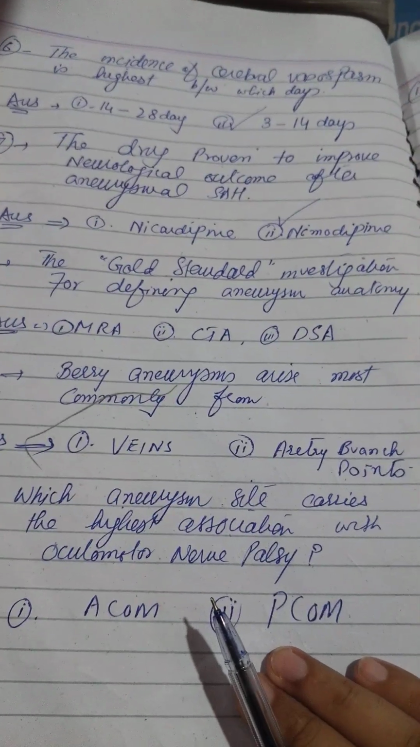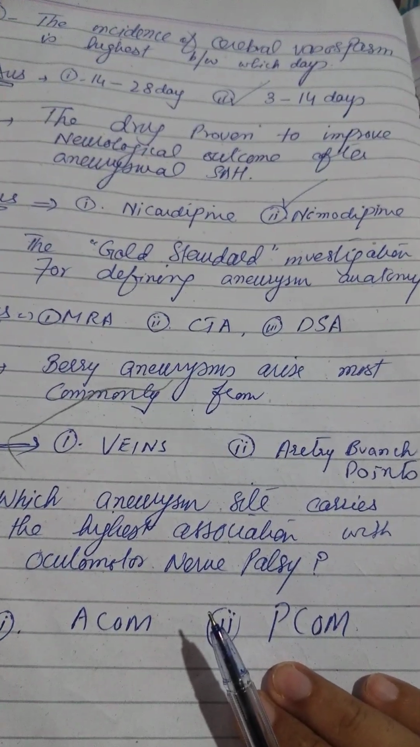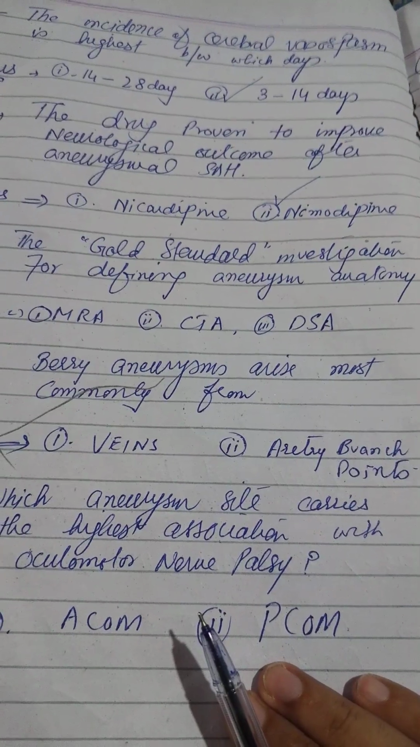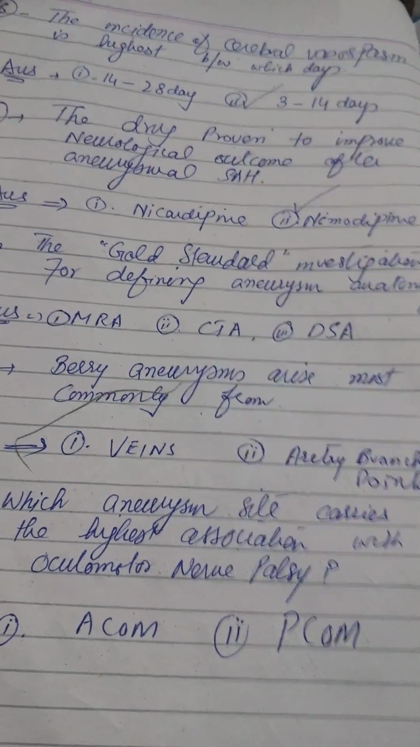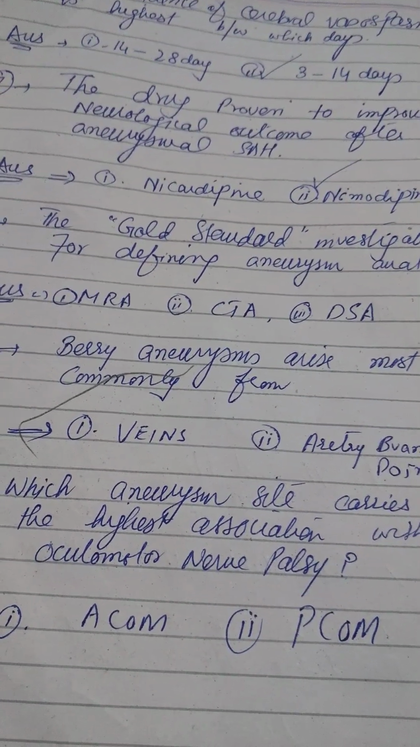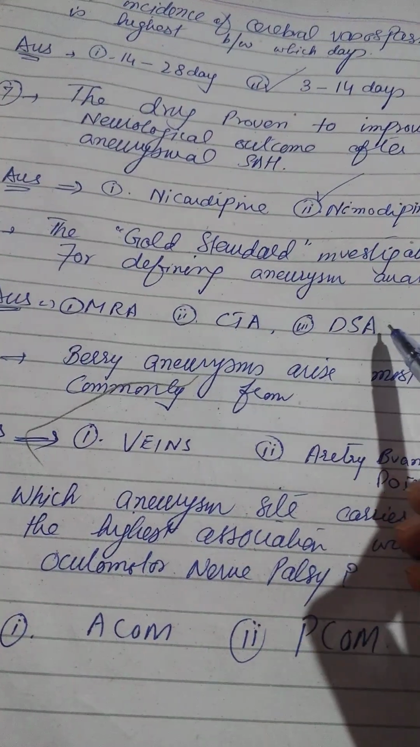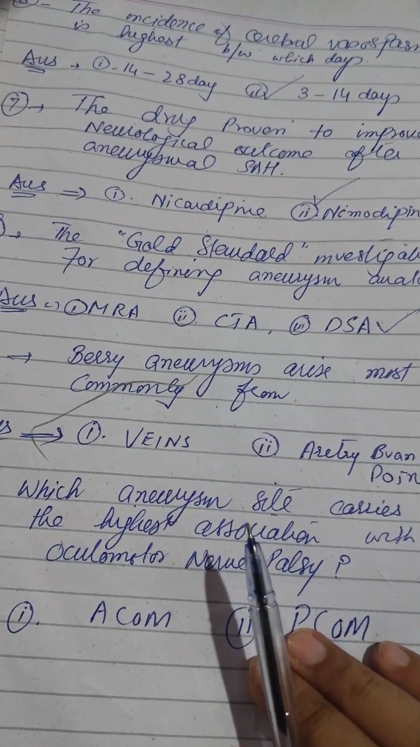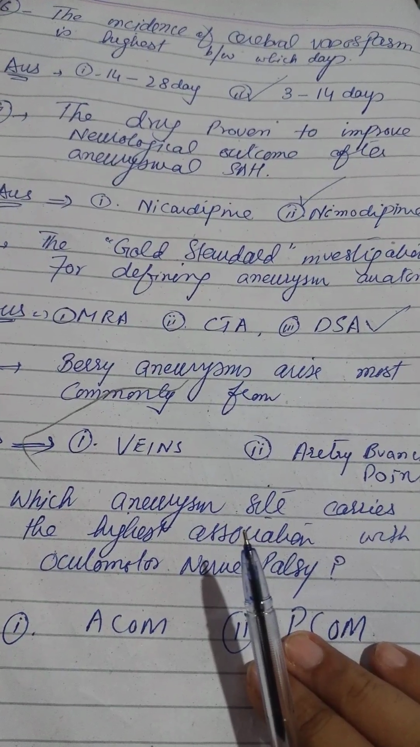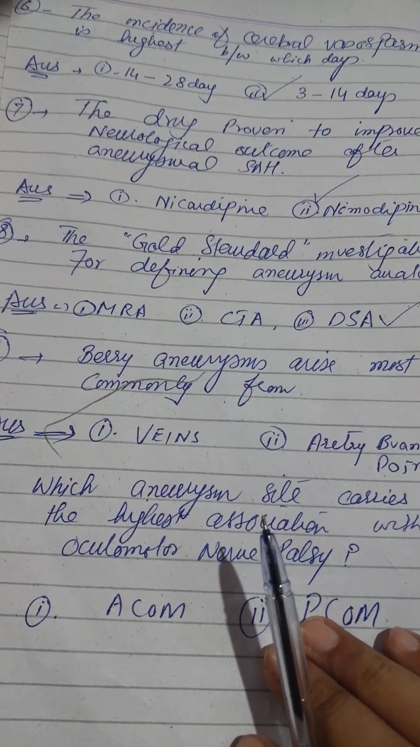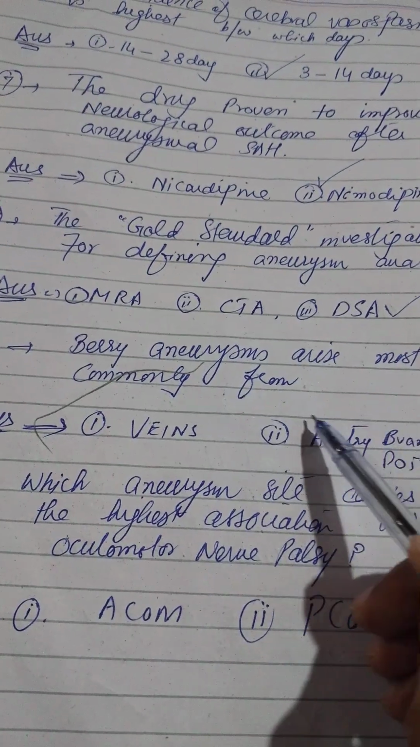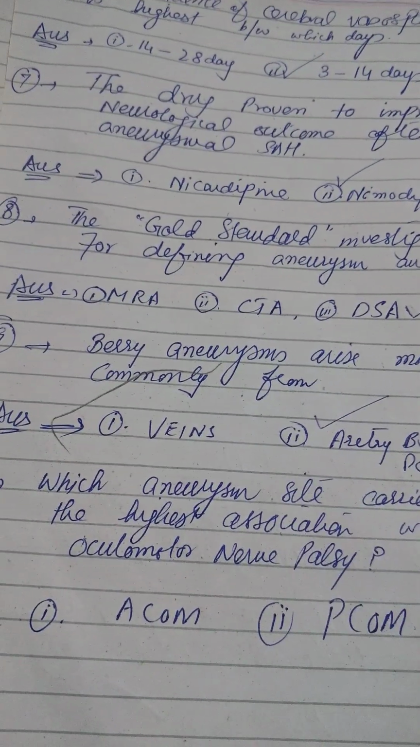In question number 8, if in the exam it is asked what is the gold standard investigation for defining aneurysm anatomy, whenever the word gold standard is used, you have to take DSA, digital subtraction angiography. Berry aneurysms arise commonly from veins or artery branch points? The answer is artery branch points.